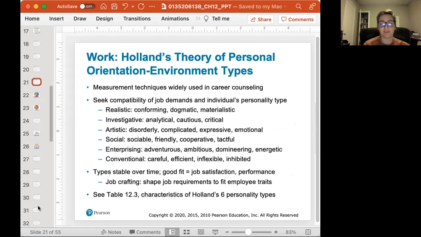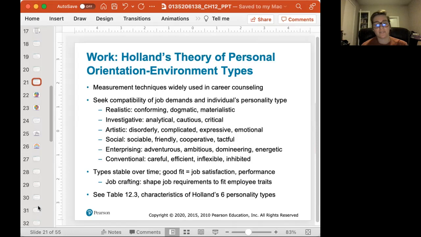So Holland's theory of personal orientation environment types. It's a measurement technique widely used in career counseling. So I always remember it as RIASEC. That's how I've remembered the acronym for the different areas of personality type identified by Holland.